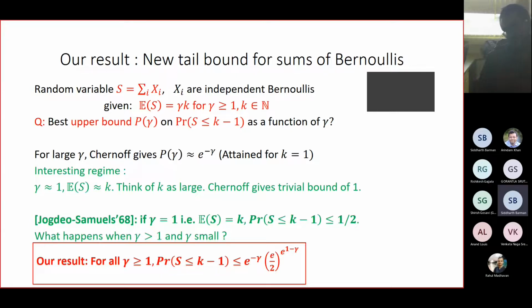So let's try to parse this a little bit. If I plug gamma equal to 1 into this bound, then you can check that I will get a half. So gamma equal to 1 matches the right bound of Jogdeo and Samuels. And as gamma becomes large, this decays like Chernoff, like e to the minus gamma. So in the intermediate regime, when gamma is more than 1 but still small, we are saying that this bound goes like e to the minus gamma times this factor, which is e over 2 to the e to the 1 minus gamma.